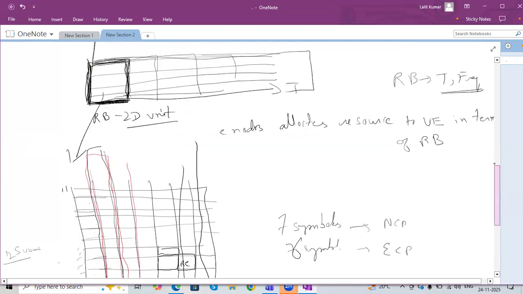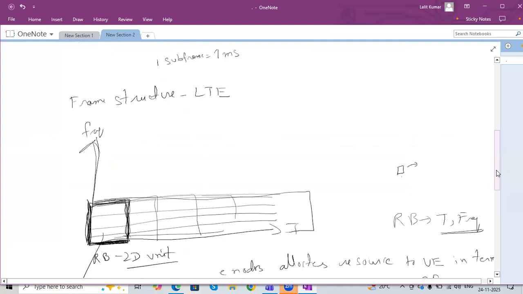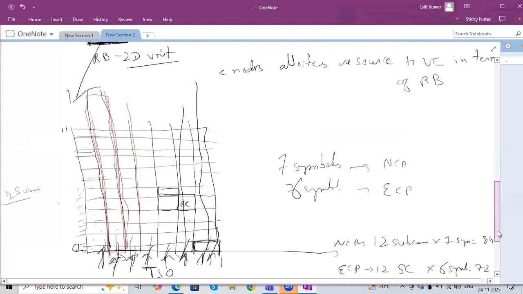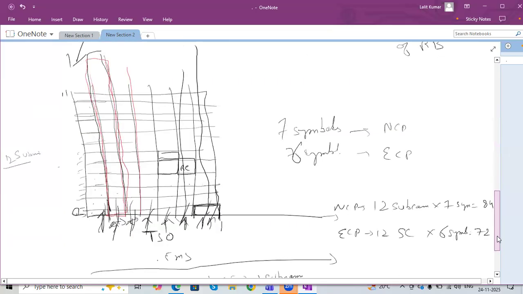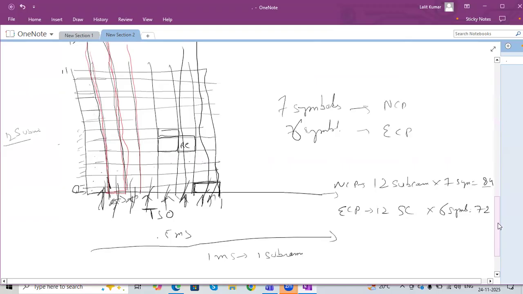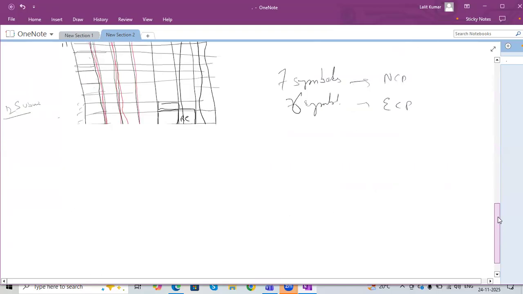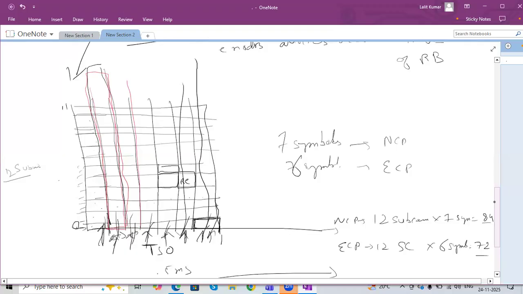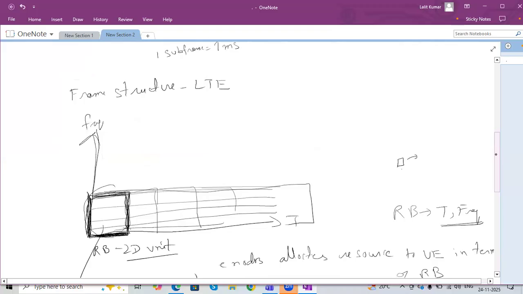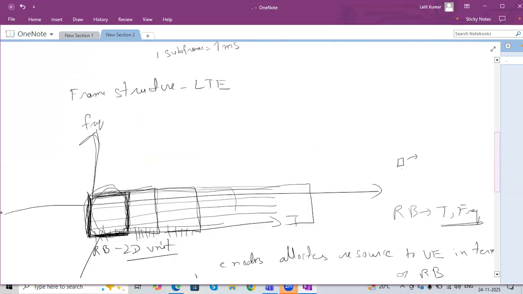Inside the resource block we have multiple resource elements, either 84 or 72, depending upon the cyclic prefix. Whatever we discussed inside one resource block is this one part only. Then the same thing will repeat here, and here: seven symbols, then seven symbols, then seven symbols, but the entire height will be 12 subcarriers only.